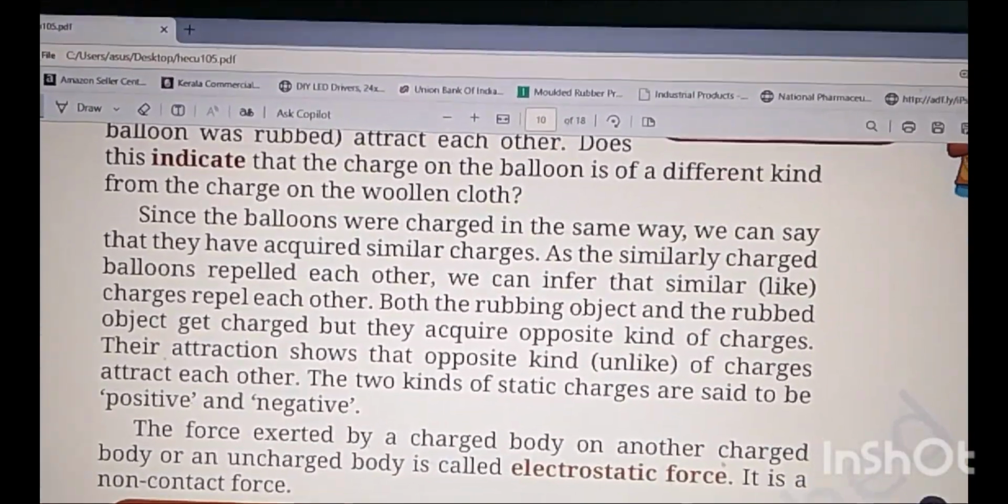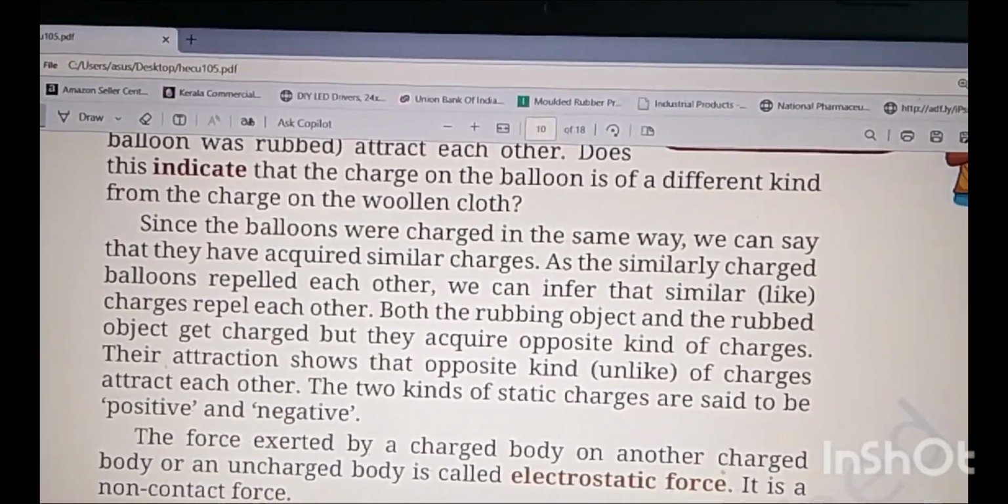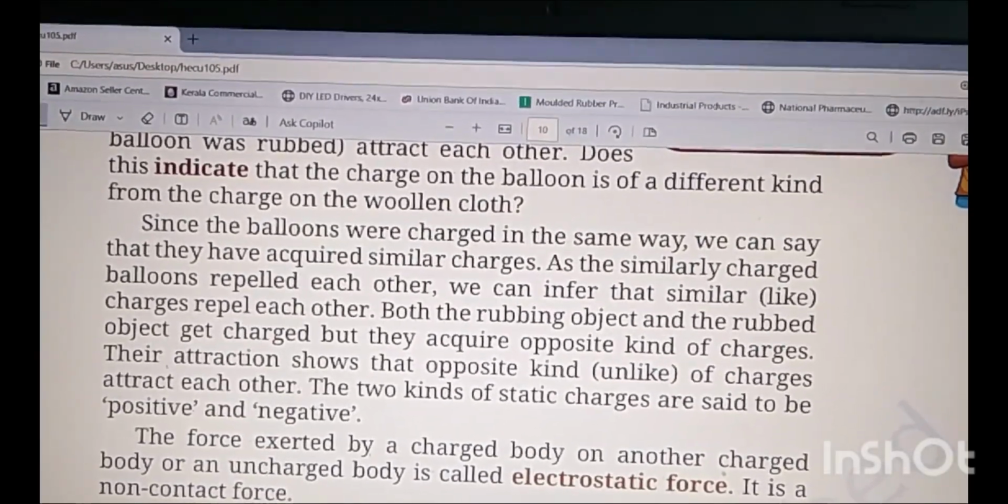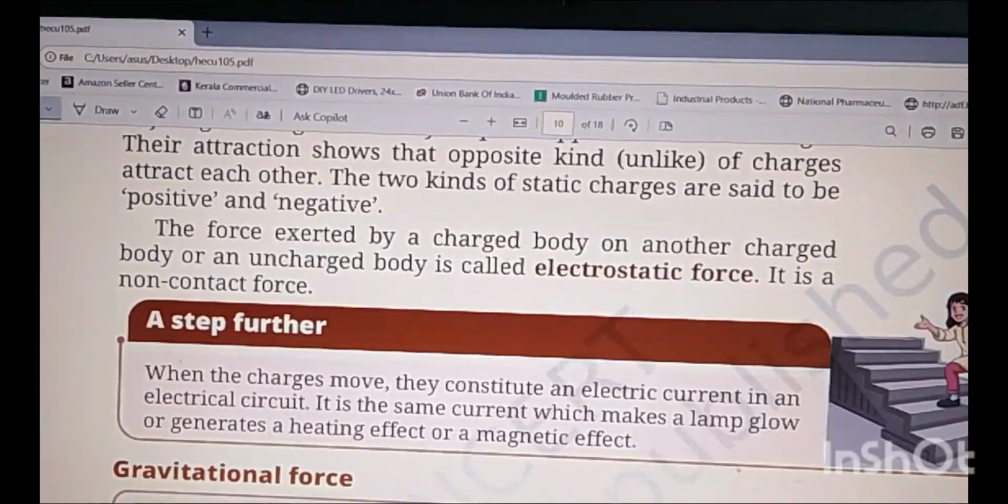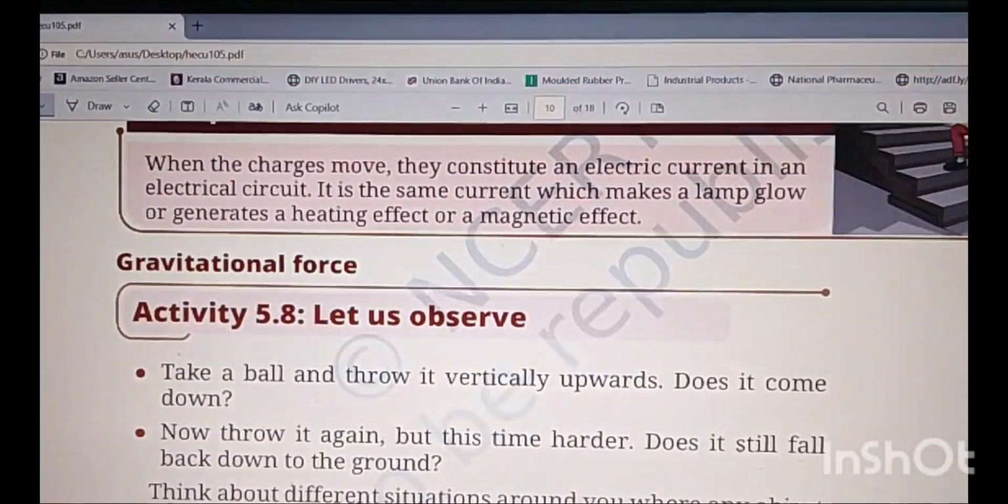So we can say the force exerted by a charged body on another charged body or an uncharged body is called electrostatic force.